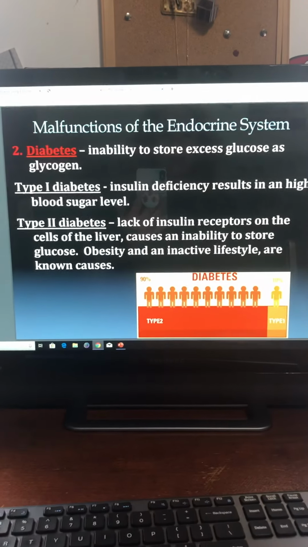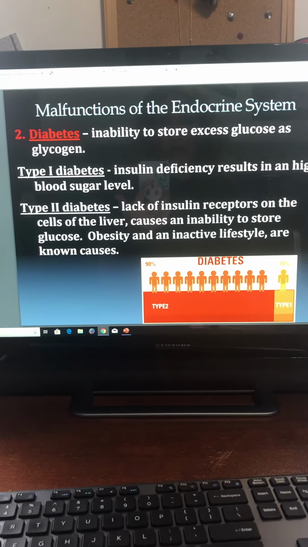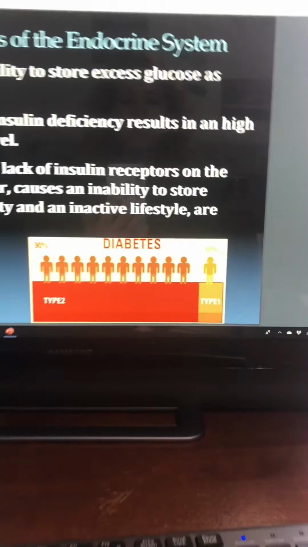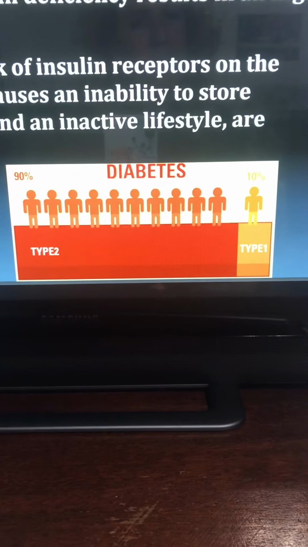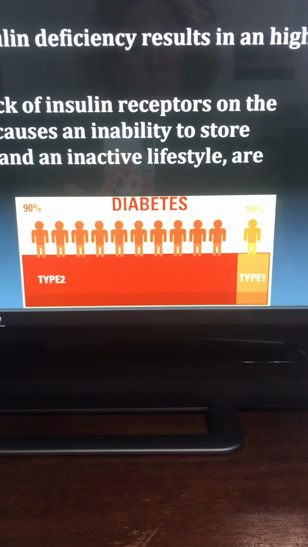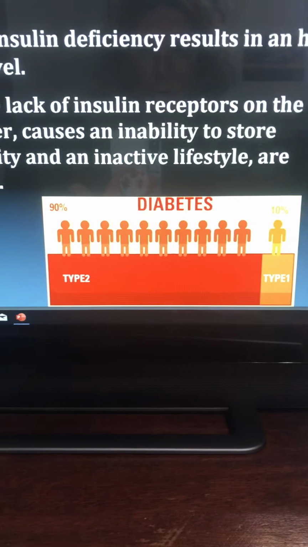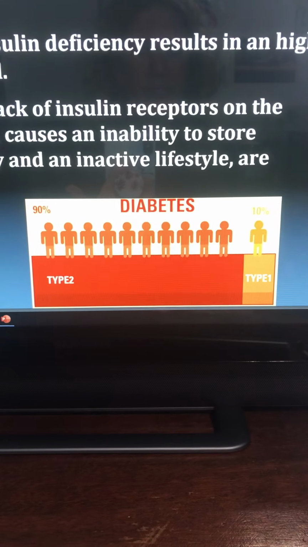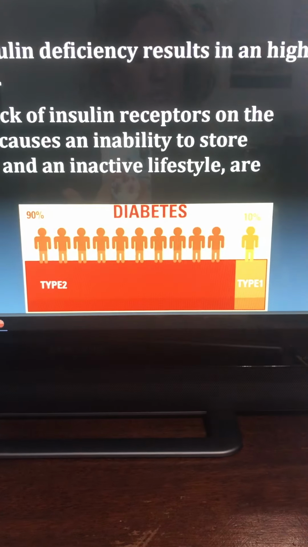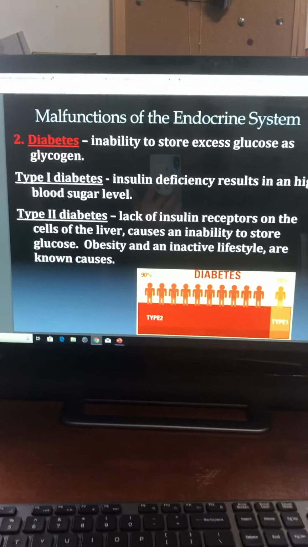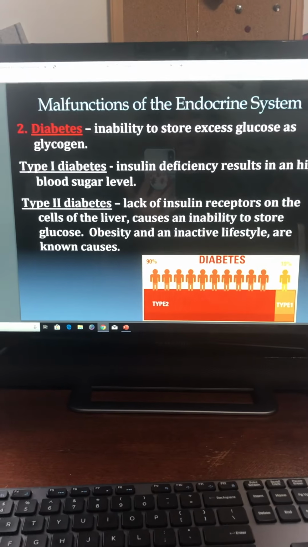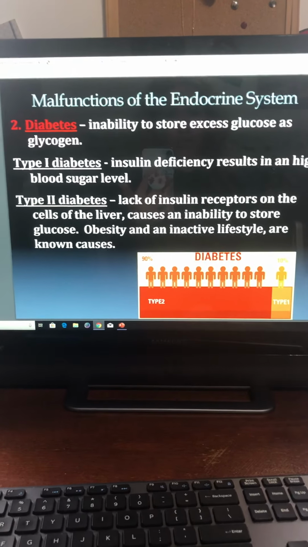So type 1 is usually when the person is born, and as you can see, there's about 10% of the population that has type 1. And now more and more, though, are becoming to have type 2 because, again, due to obesity, and the way that our lifestyle has changed, where many people are sort of inactive and they're not utilizing the excess sugar that they're bringing in.